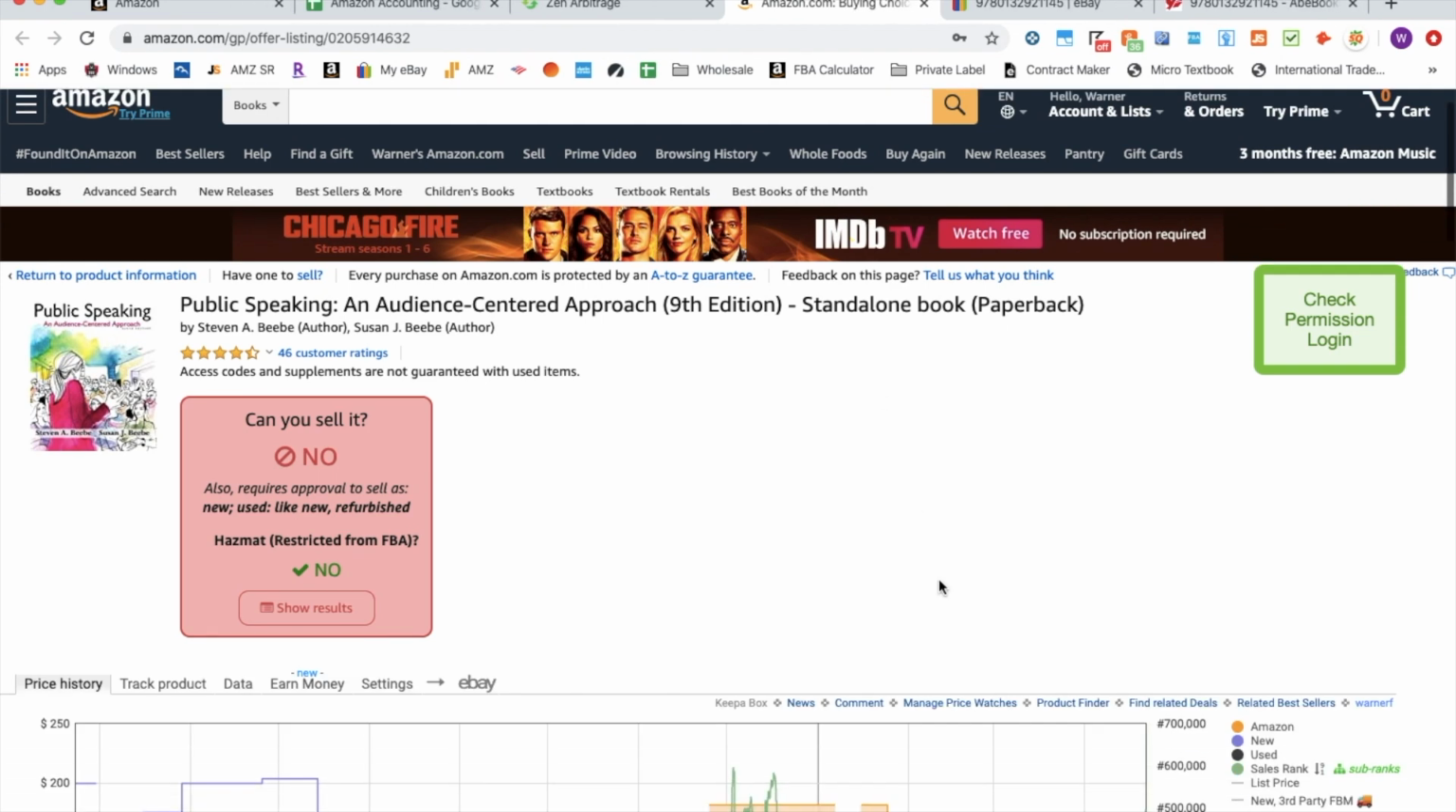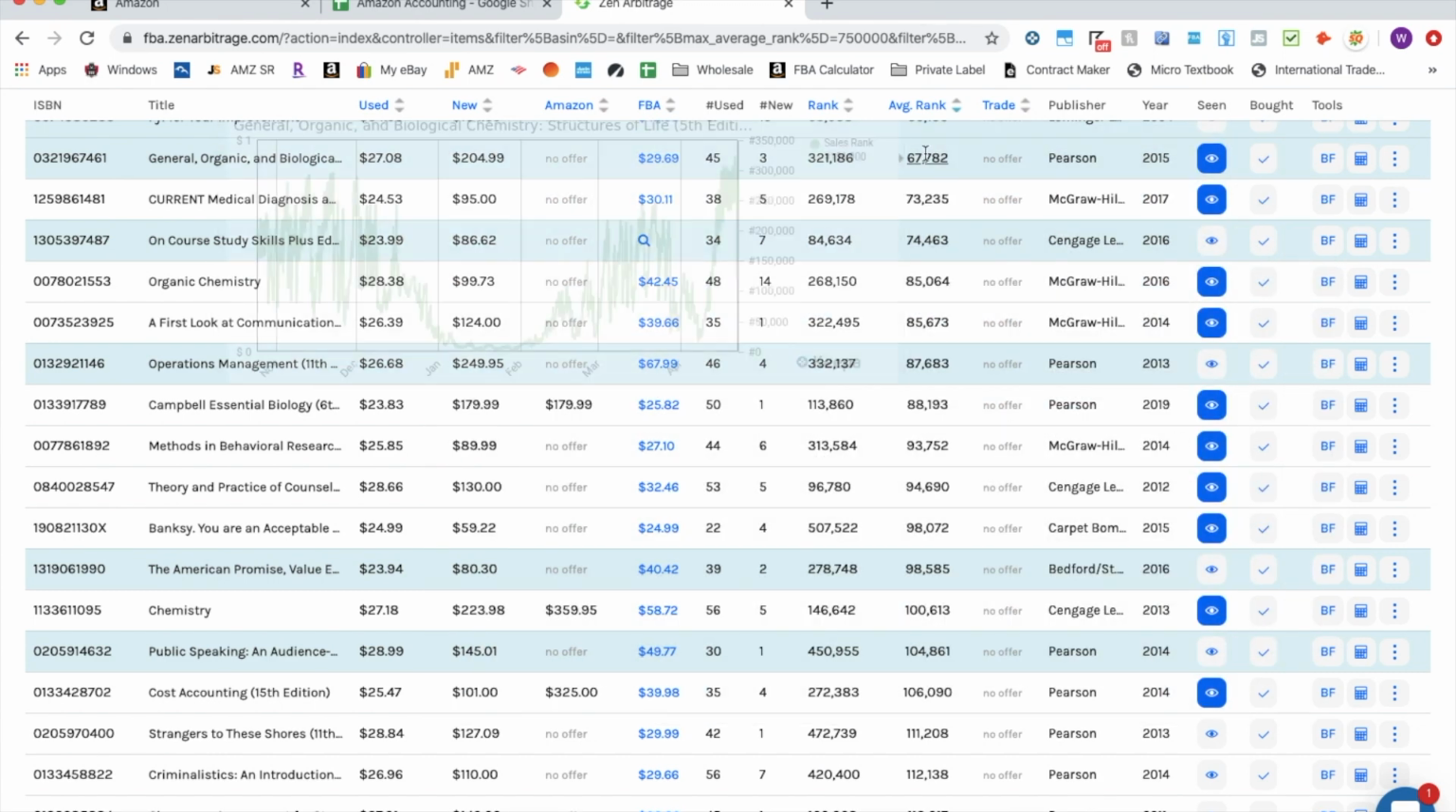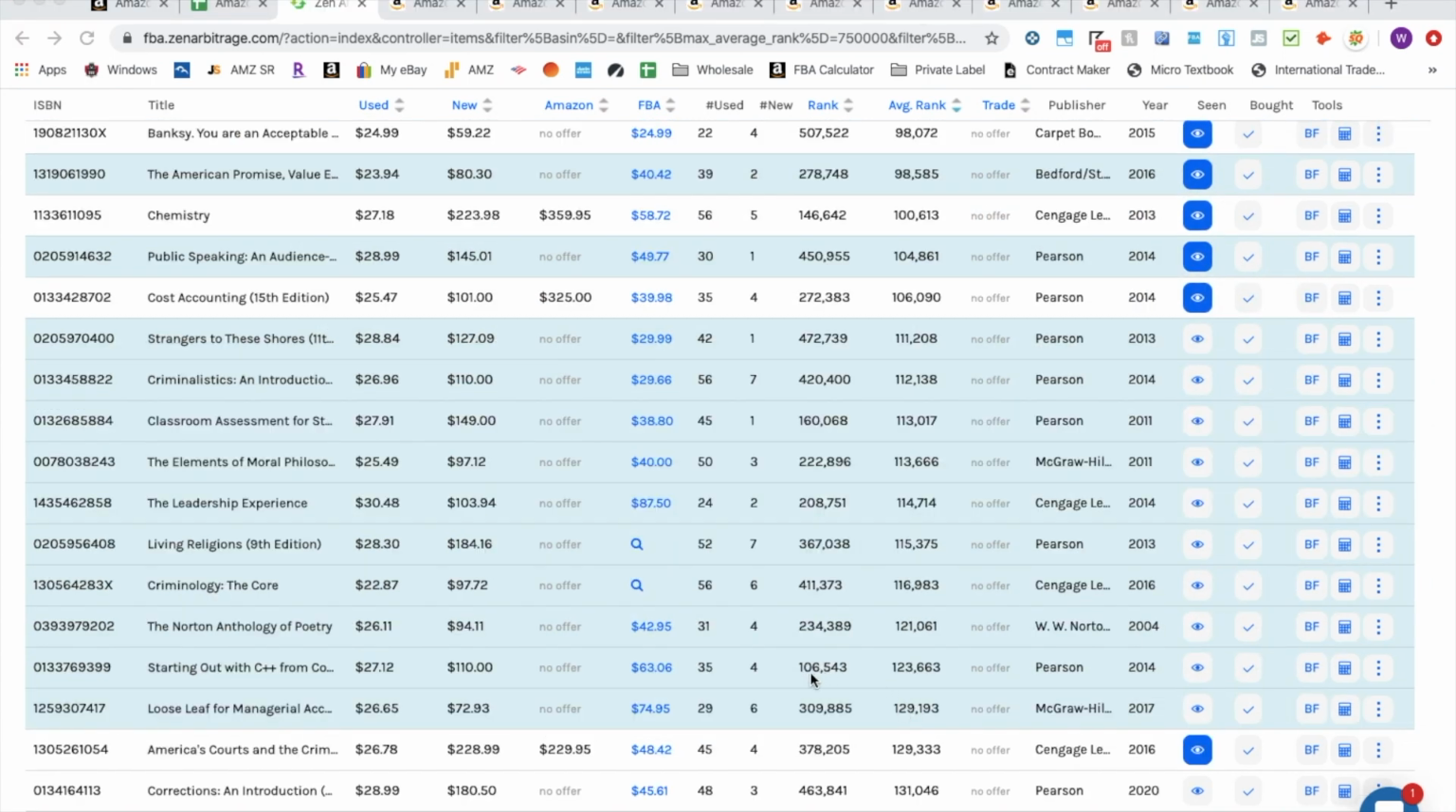And then this last one looks like we're restricted, so we're going to pass on this one too. So let's go open up some more tabs and see what we can find. Alright, it looks like those tabs have loaded up.